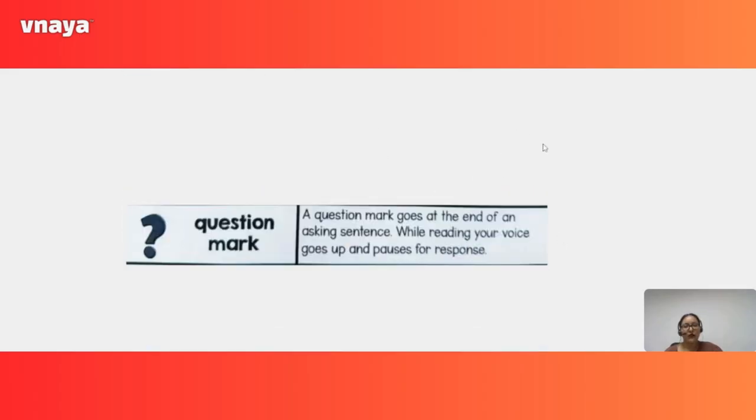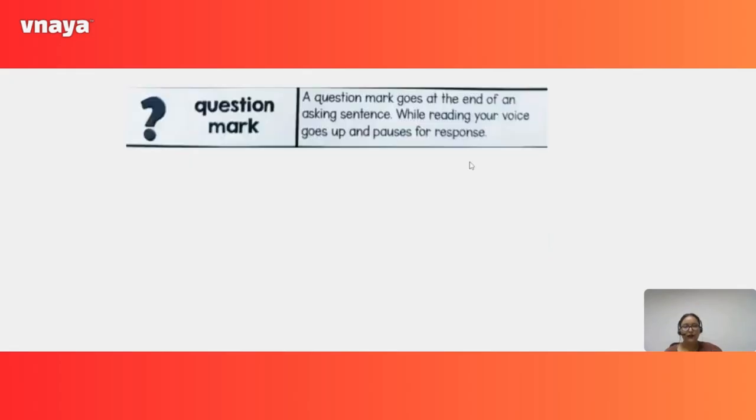And then we have the question mark. So, what does a question mark represent? A question mark goes at the end of an asking sentence. While reading, your voice goes up and pauses for response.